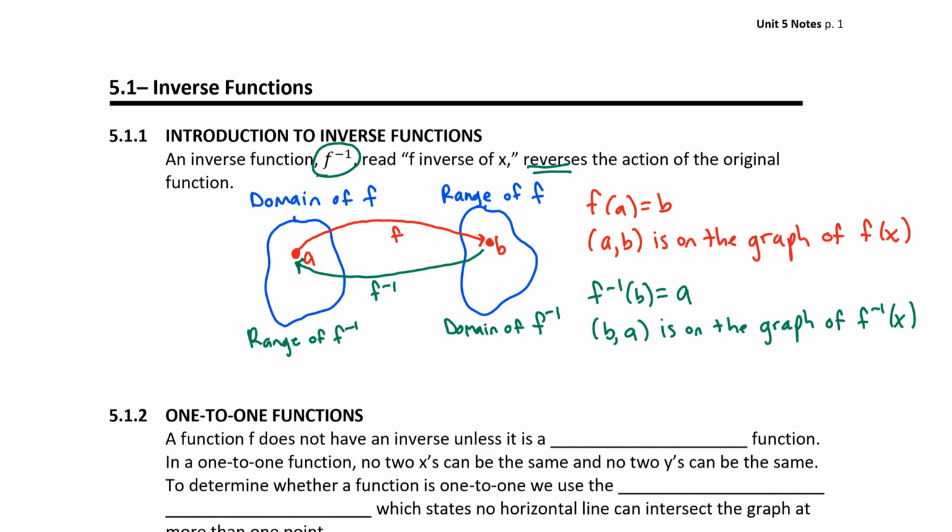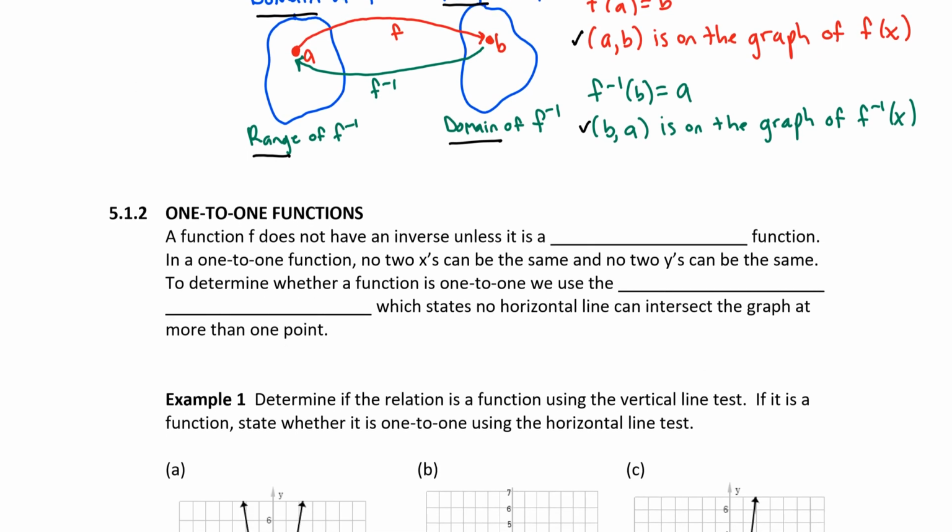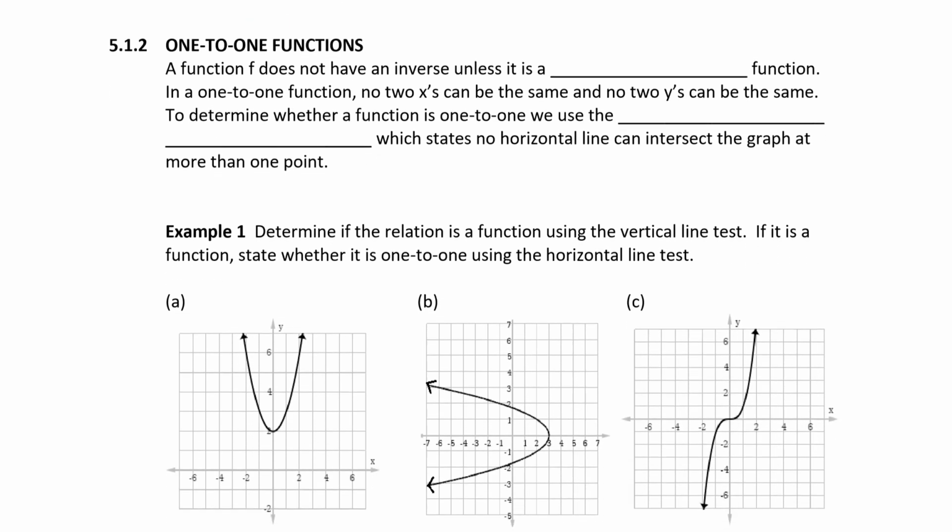Now, just as we see a reversal in these ordered pairs, a function and an inverse function are going to exhibit this reversal throughout all of their properties. This includes the entire switching of the domain and range, as we can see in our mapping function. Now, an inverse function only exists under a specific set of circumstances.